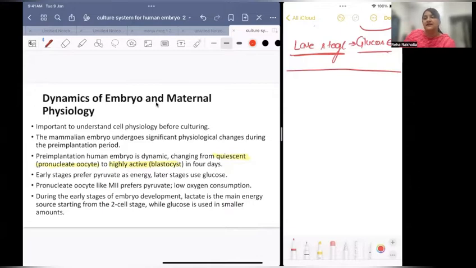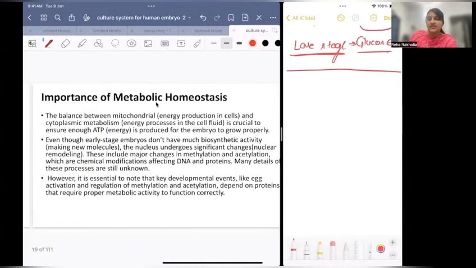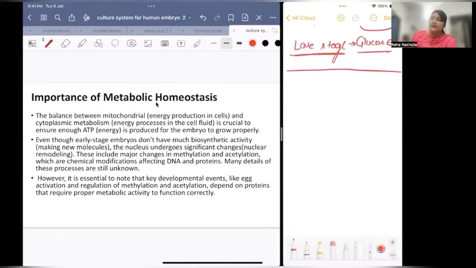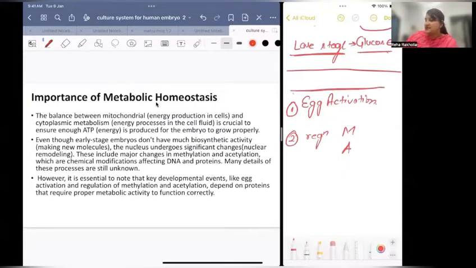There are key developmental events, like egg activation and regulation of methylation and acetylation. These are the key developmental events. We are talking about metabolic homeostasis. Egg activation is there. Second is regulation of methylation and acetylation. These key developmental events depend on the protein. So that's why protein is very important.